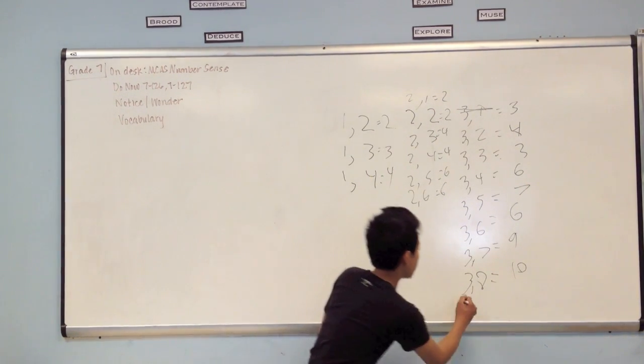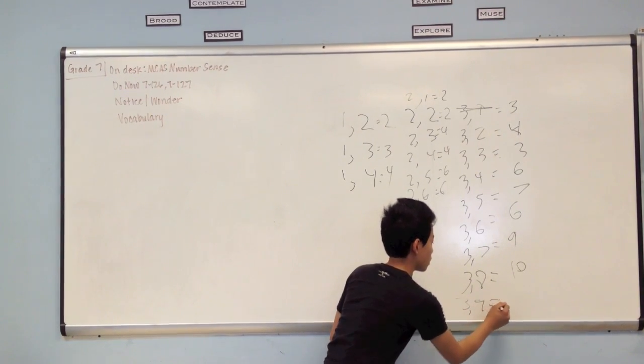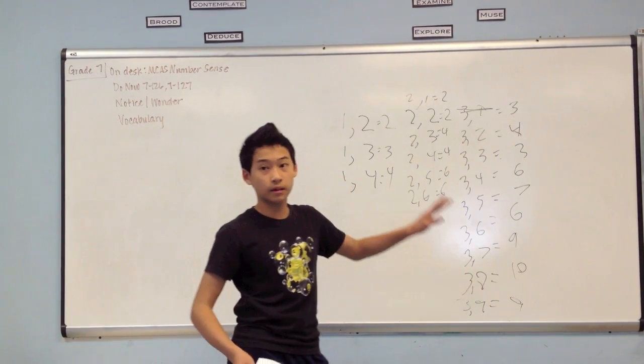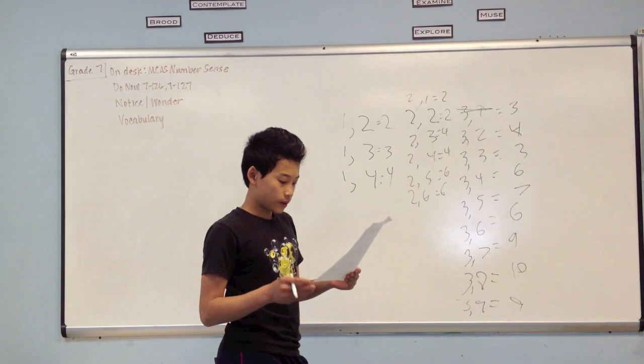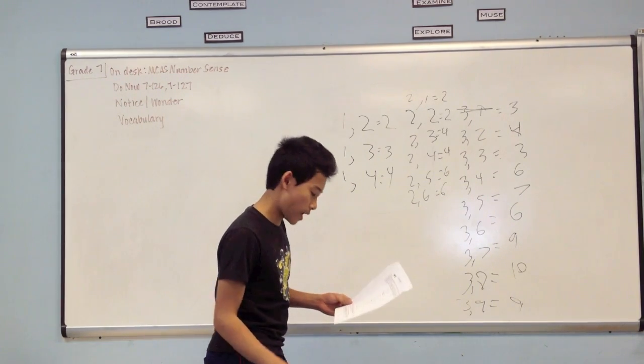And then 3 by 9 would just be 9, so you're saying 9 plus 3 minus 3. So this was the pattern that we found.